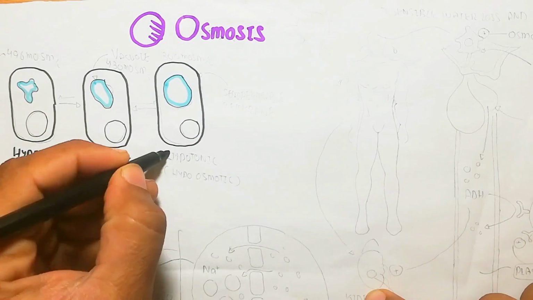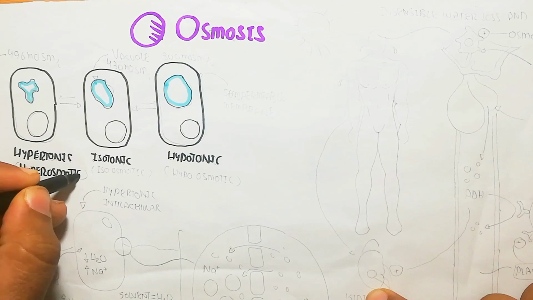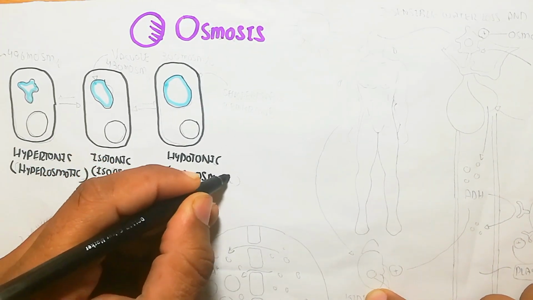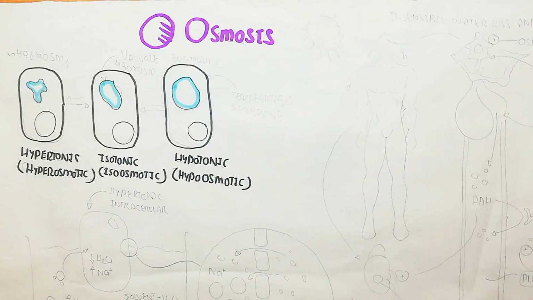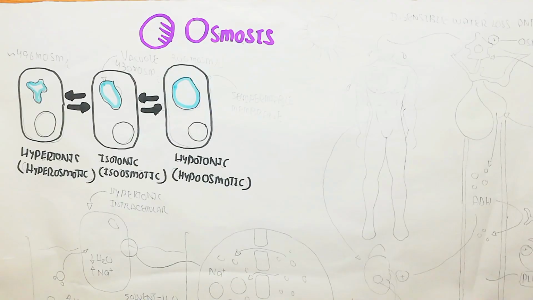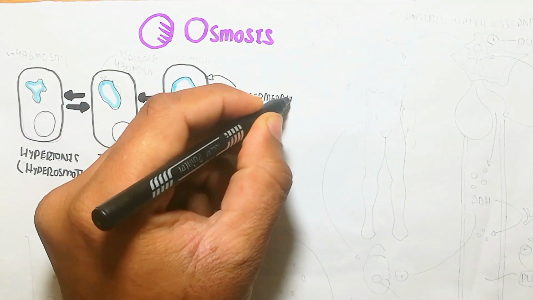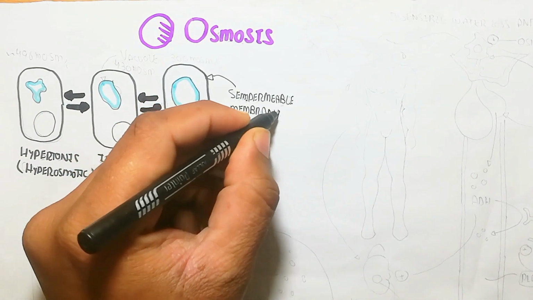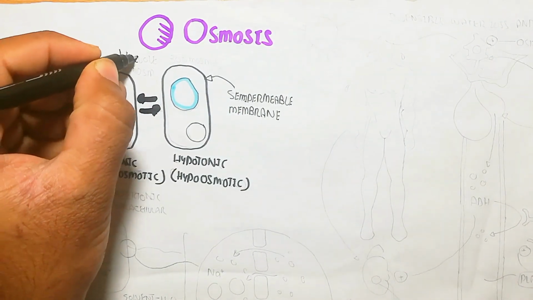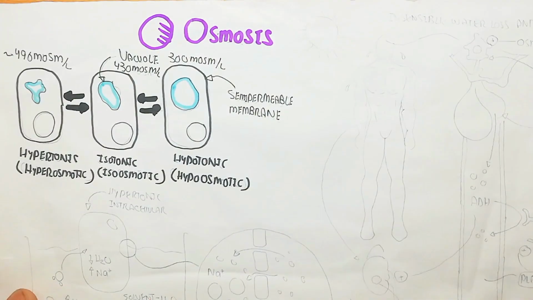So this is the hypertonic, isotonic and hypotonic condition, the environment of the cell. Hypertonic means hyperosmotic, isotonic is isoosmotic, while hypotonic is hyposmotic. It's basically measured in milliosmol per liter. We can measure 496 for hypertonic, 430 for isotonic, and 300 milliosmol per liter for hypotonic. We will understand about that in this video.